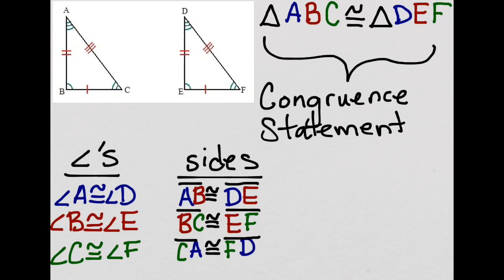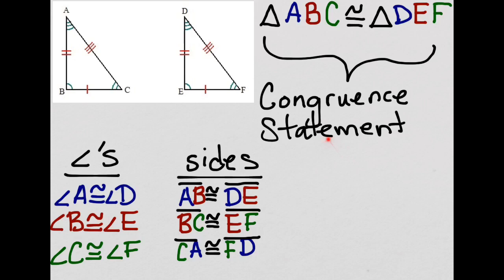So if we look at an example of what that actually means, we've got these two triangles here that are going to be congruent. So triangle ABC is congruent to triangle DEF. That statement right there is called a congruent statement, and at least two problems on your homework are going to ask you to write down a congruent statement. All that means is that you're just going to write one figure is congruent to another.